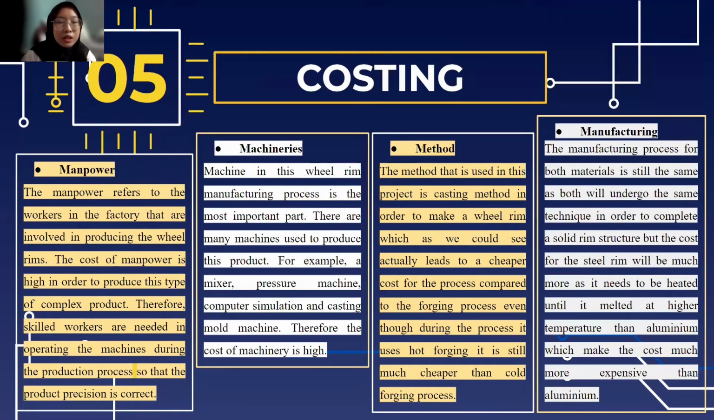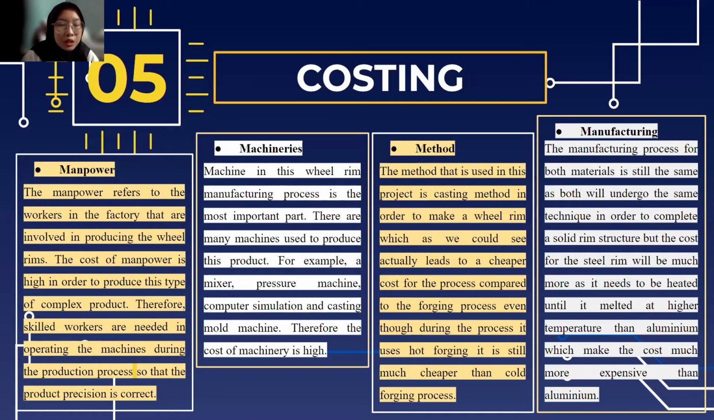The next one is costing. The costing consists of four main points, which are manpower, machineries, method, and manufacturing. The first one is manpower. The manpower refers to the workers in the factory that are involved in producing the wheel rims. The cost of manpower is high in order to produce this type of complex product.